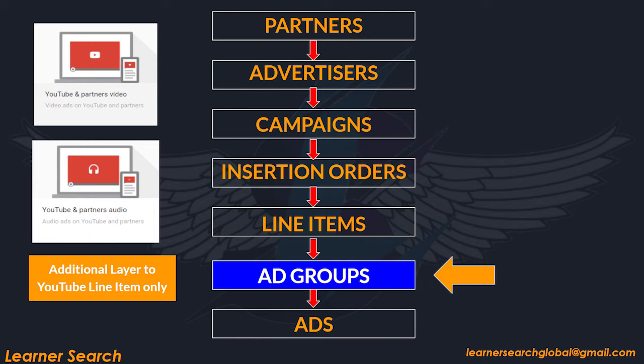In the case of YouTube, there is a small change in the DV360 hierarchy. A new layer called ad groups comes into the picture after line item. A line item holds a number of ad groups. Each ad group contains ads. Ads are nothing but creatives here. Hope you got an idea of the DV360 hierarchy, and we shall discuss each one in detail in the next slides.